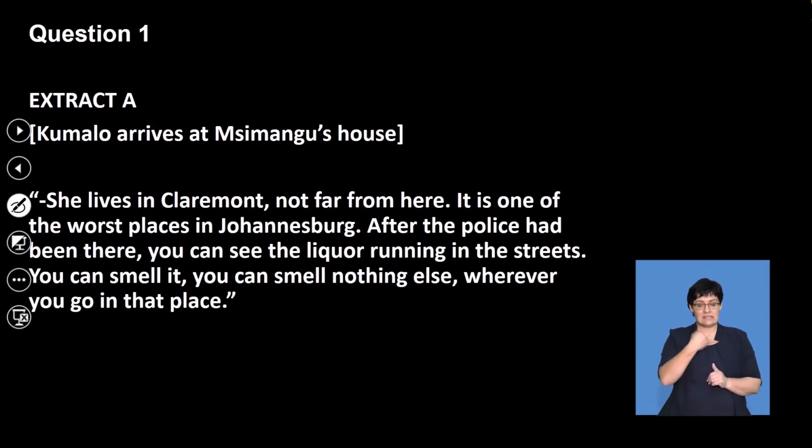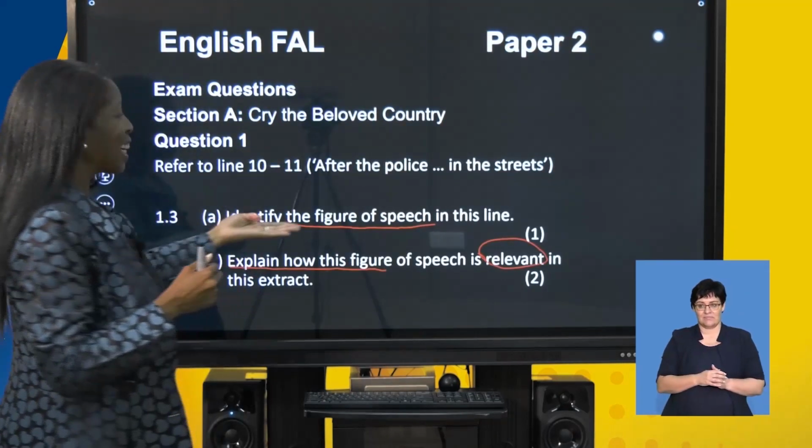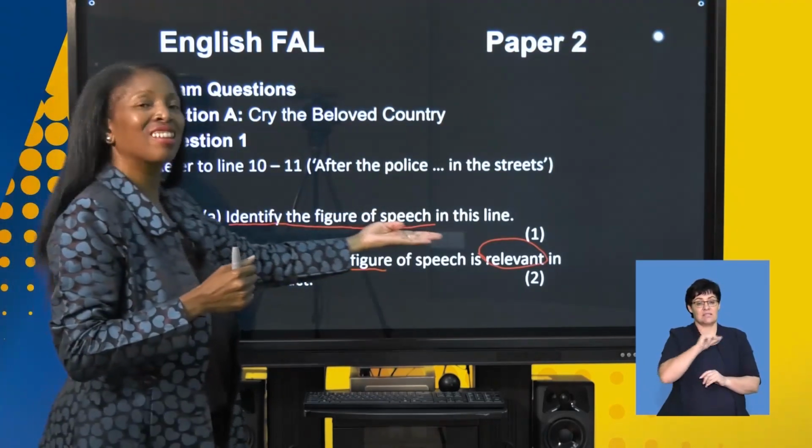We are still on Cry the Beloved Country. She lives in Claremont, not far from here. It is one of the worst places in Johannesburg. After the police had been there, you can see the liquor running in the streets. You can smell it. You can smell nothing else wherever you go in that place. I have underlined this question because it is the reference they wanted to give us in the question. Okay, identify the figure of speech in this line.